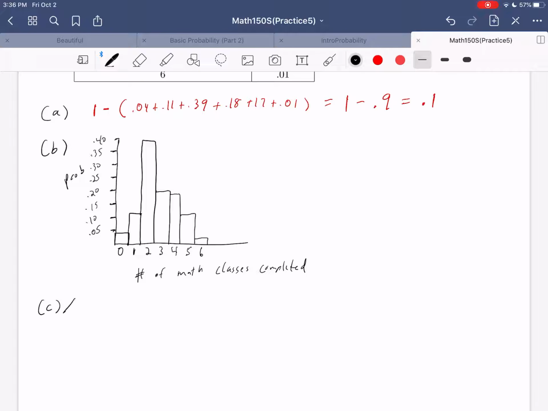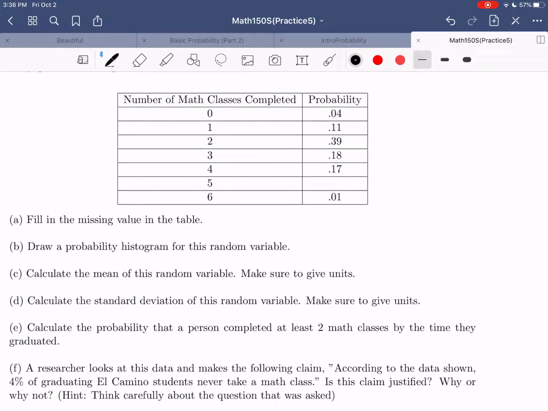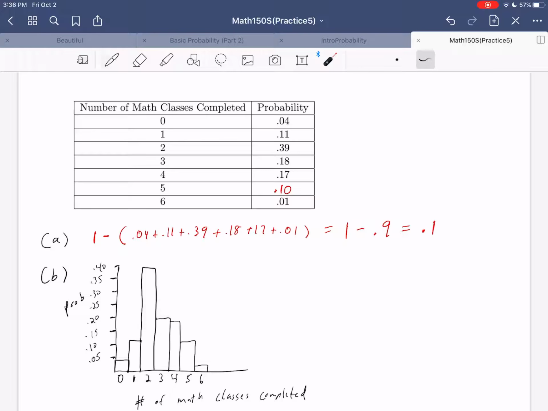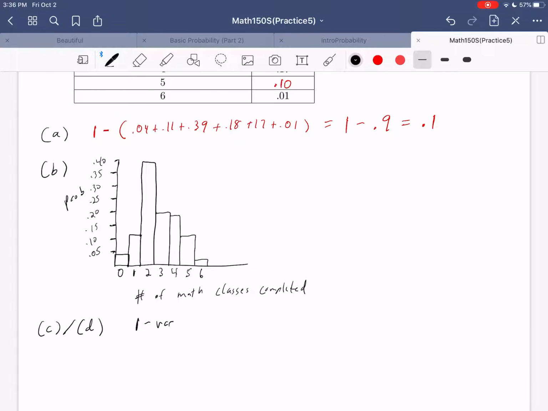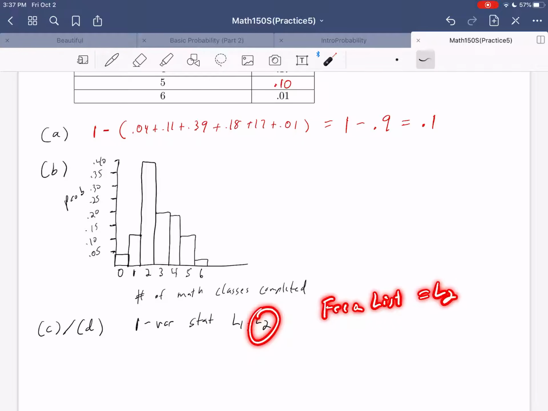Now for C and D, we want to calculate the mean and the standard deviation of this random variable. Remember that the way we do that is we put this stuff into L1, we put the probabilities into L2, and we do 1-Var Stats L1, L2. This is the notation if you have a slightly older TI calculator. If you have the slightly newer calculator, you just specify that the frequency list should be equal to L2. So we're using that frequency list feature here. Let's go ahead and do that. We'll hit STAT, Edit, in L1.